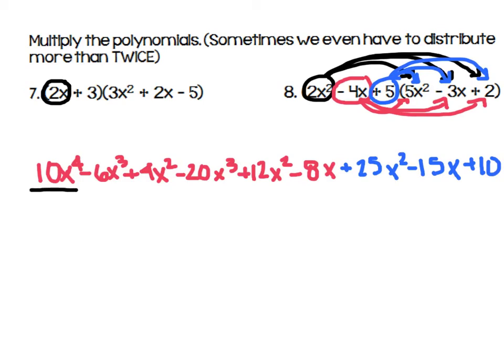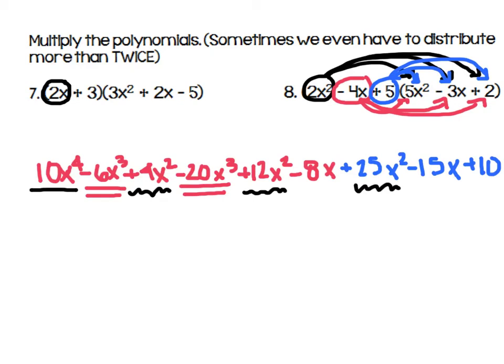Does anything combine with the 10x to the 4th power? Any other x to the 4th? Nope. All right, now let's look at negative 6x cubed. Anything else look like that? The negative 20x cubed. And that's it, okay? Now let's look at the 4x squared. Anything else with x squared? Yes, that has an x squared. Oh, and that has an x squared.